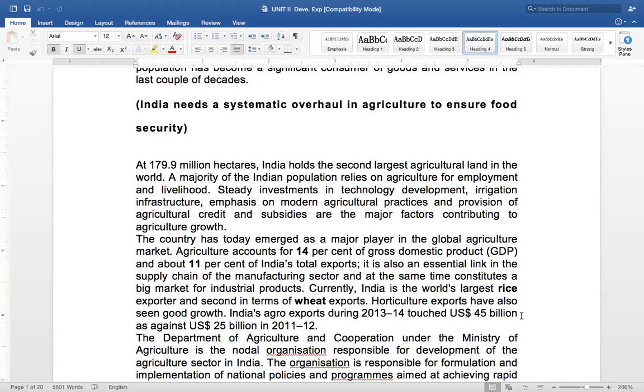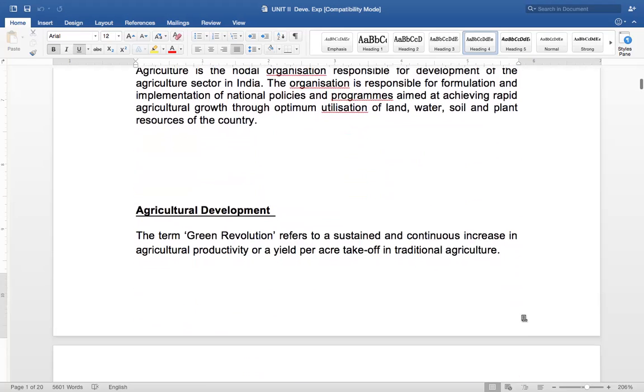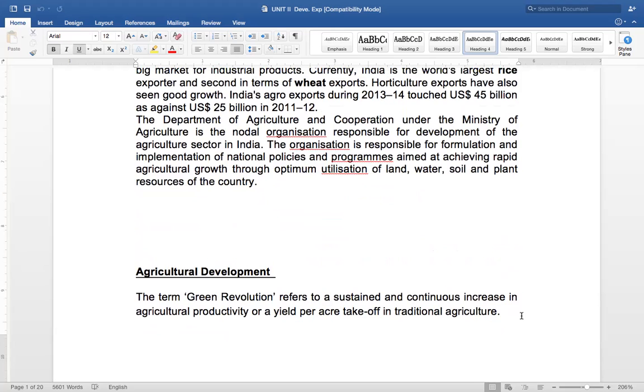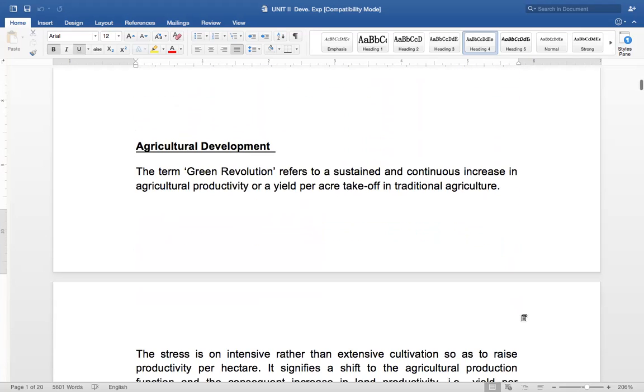Currently, some data has been given over here: India is the world's largest rice exporter and second in terms of wheat exports. Horticulture exports have also seen good growth. India's agro exports during 2013-14 were about $45 million, as against $25 billion in 2011-12. The Department of Agriculture and Cooperation under the Ministry of Agriculture is the nodal organization responsible for the development of the agriculture sector in India. Now let's talk about agriculture development.